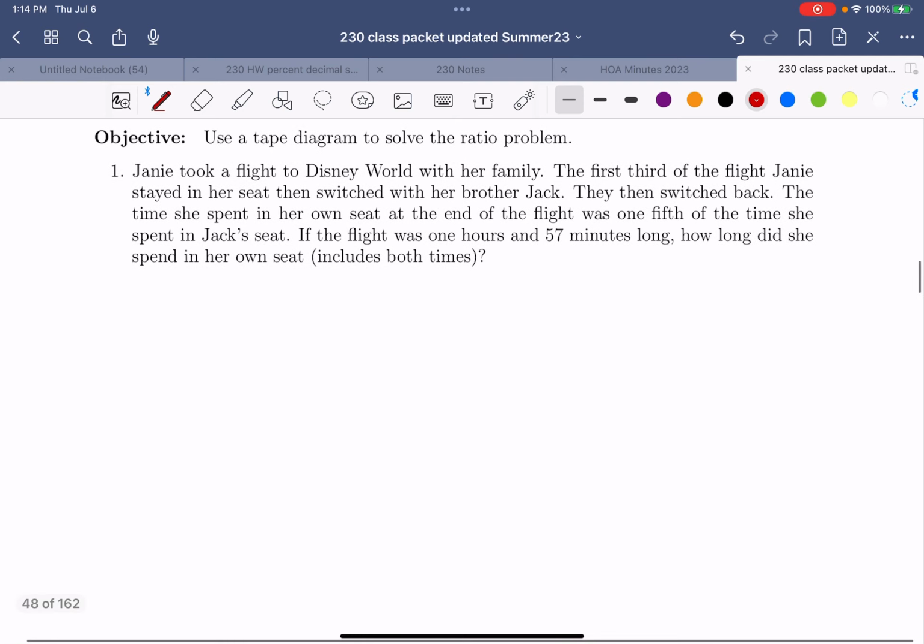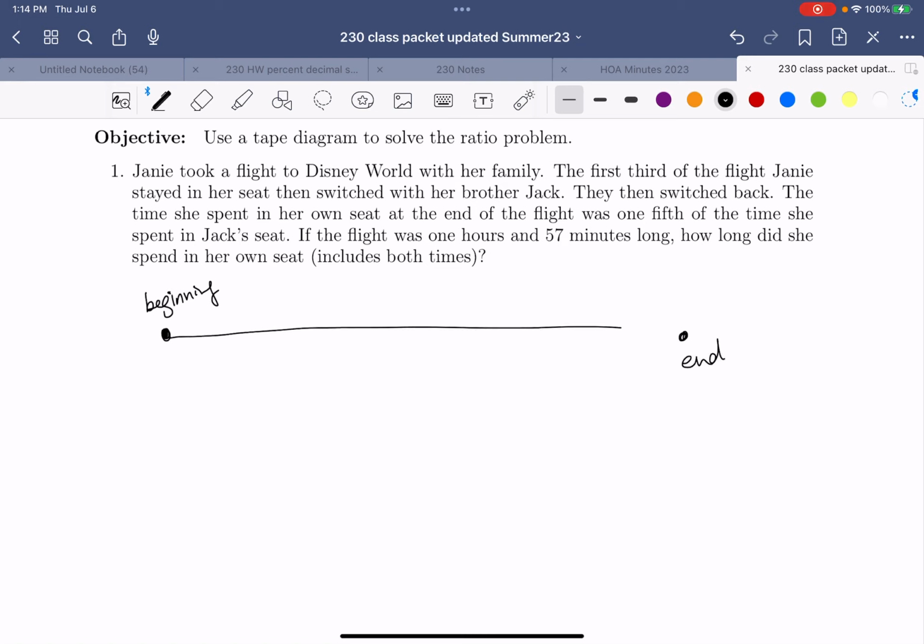Include both times. Okay. So again, this is one where we've got some kind of trip, some kind of duration, and it's being divided up into sections. So what I'm going to do is, again, draw a picture. Here's where she started. Here's the beginning of the flight, and here's the end. So beginning and the end. And I'm going to draw a little line to represent our trip.